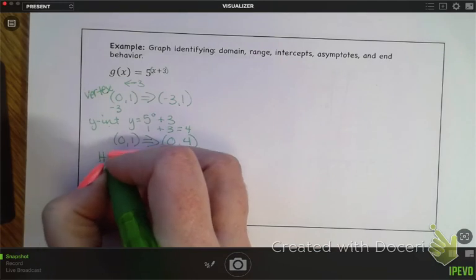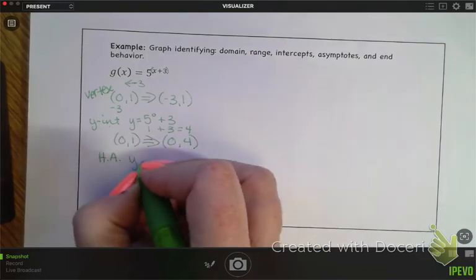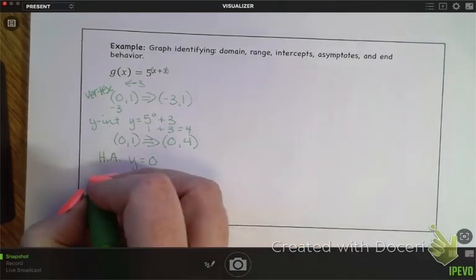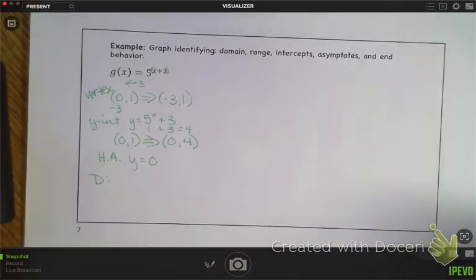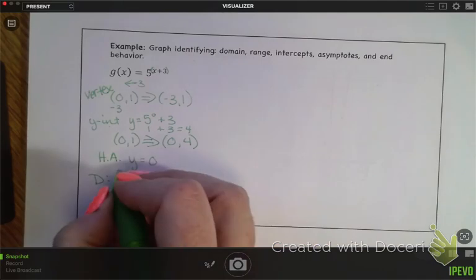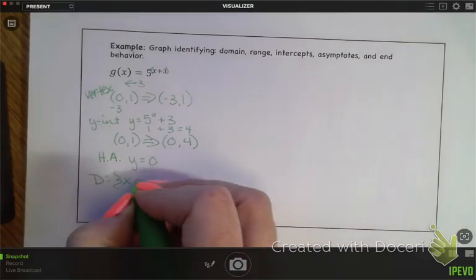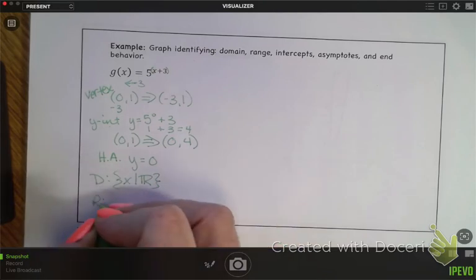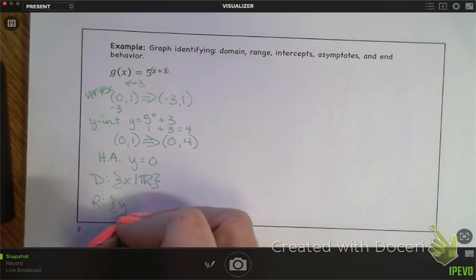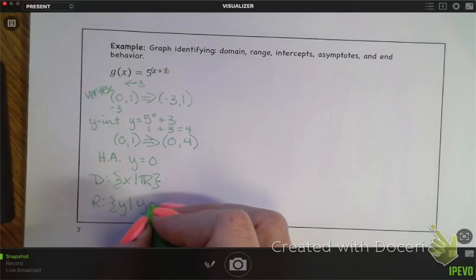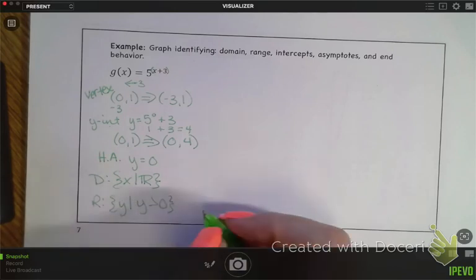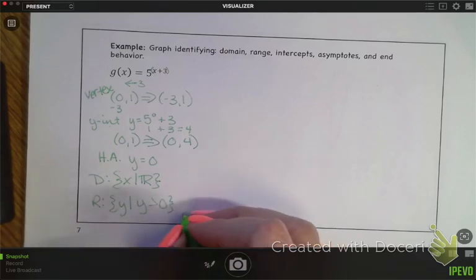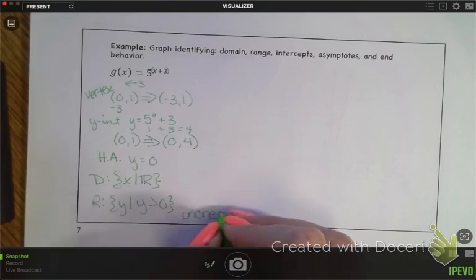Horizontal asymptote is not changing. It did not go up or down, so it's y equals 0. Domain, and I don't know if we said it was increasing. Yes, we did last one. So domain is x such that x is a set of all real numbers. Range is y such that y is greater than 0. We didn't go up or down. And we should still be, again, increasing. So we'll check that out and make sure we're right.